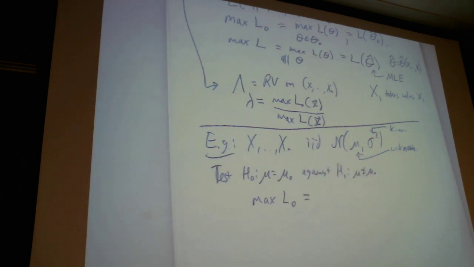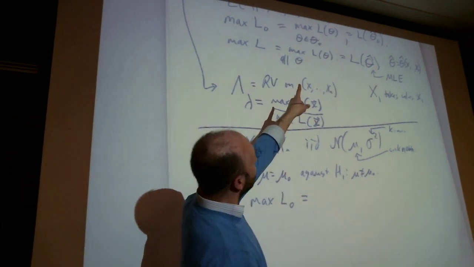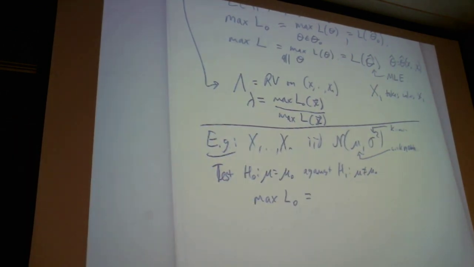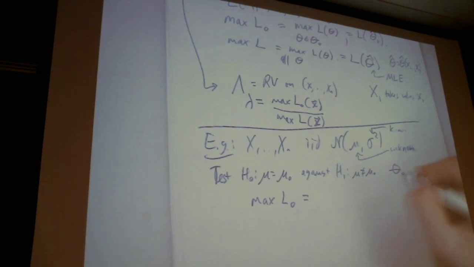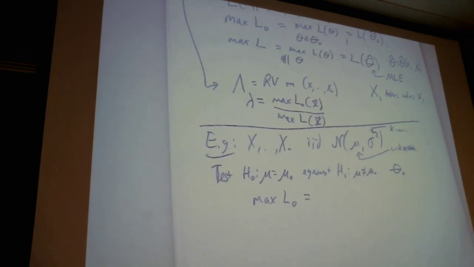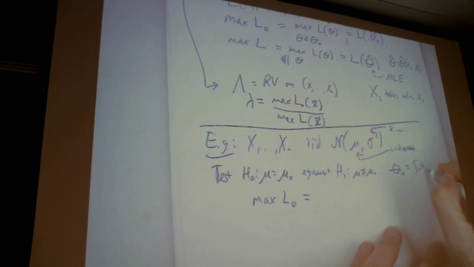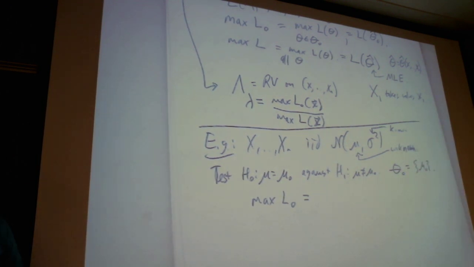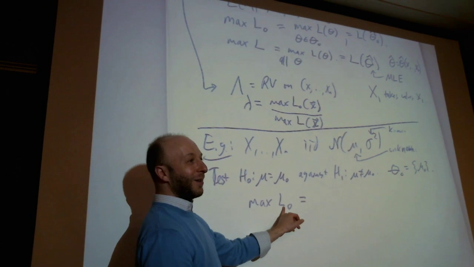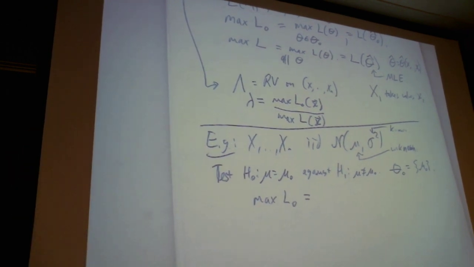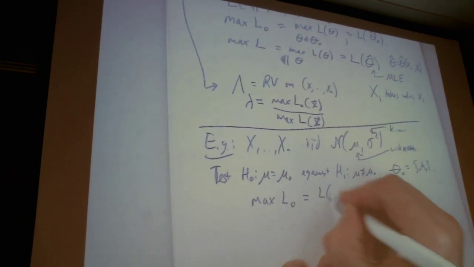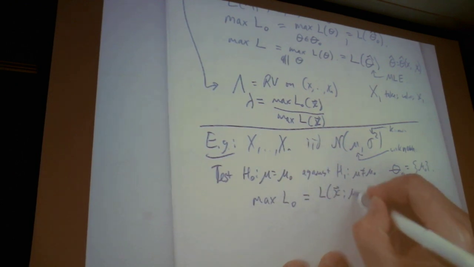Here's a test of your understanding of this. There's only one point. So theta 0, the range of the parameter mu, theta in our case is mu, the range of parameter mu is a singleton. There's only one value, so the maximum over that value is just the likelihood. So this is the likelihood of the outcome given mu0 is the mean.